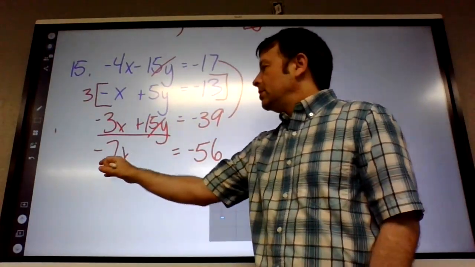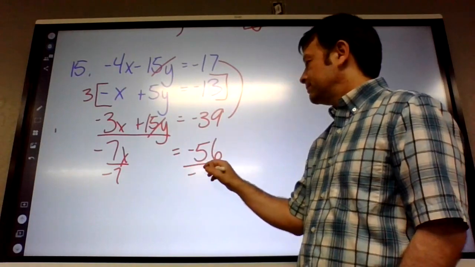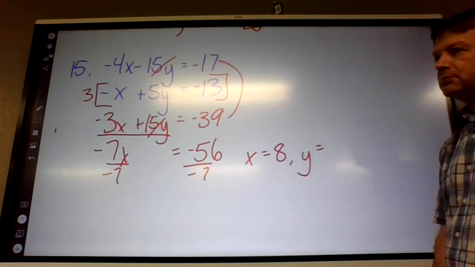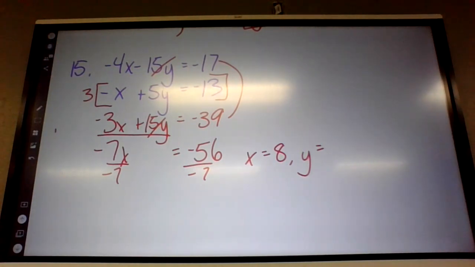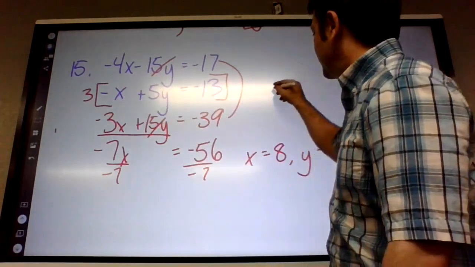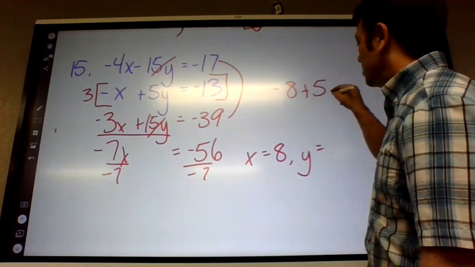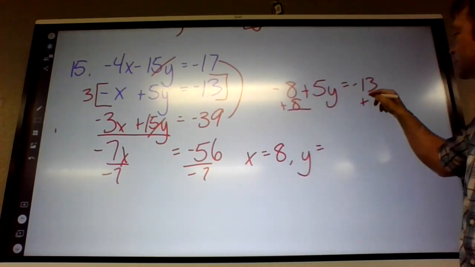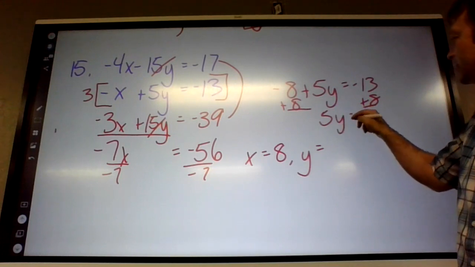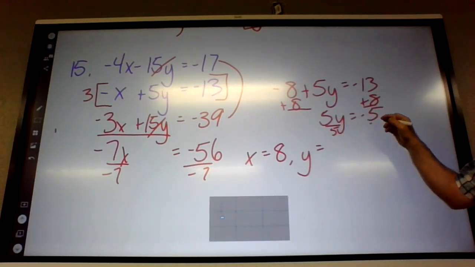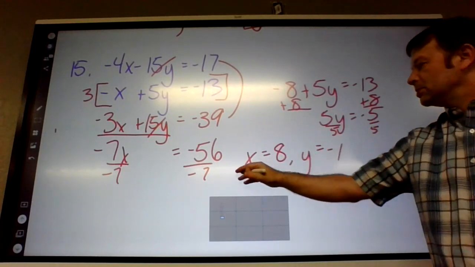You're the slowest person on earth. But 8. Well, then I'll fix it later. Okay, so if I put 8, let's say on this bottom one, that would be negative 8 plus 5y. Negative 13 plus 8 plus 8. 5y is negative 5. So y is negative 1.